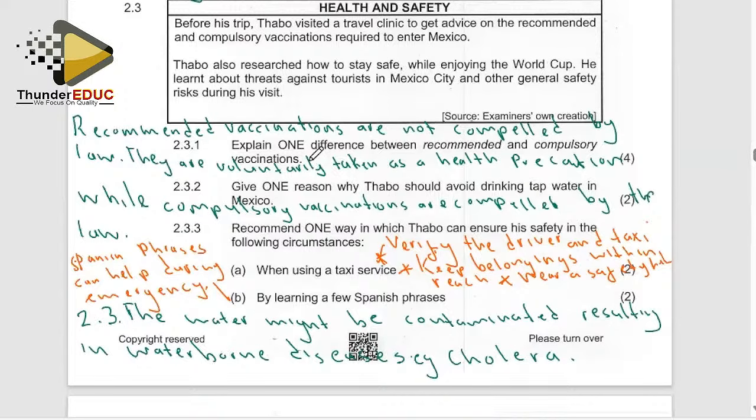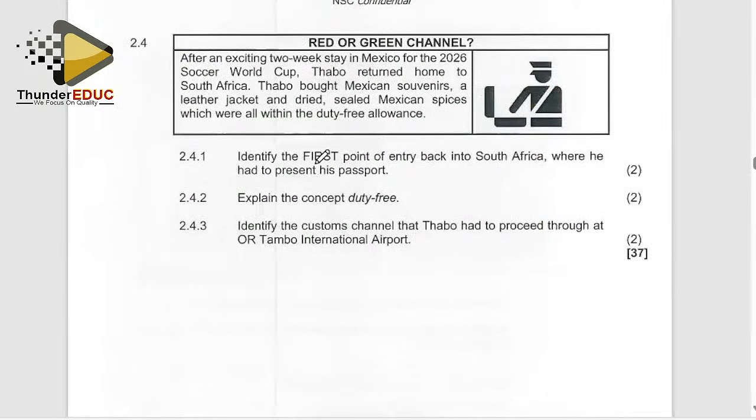All right, the next question would be red or green channel. After an exciting 2-week stay in Mexico for the 2026 World Cup, Tabo returned home to South Africa. He brought Mexican souvenirs, a leather jacket, and so let's underline this. Brought Mexican souvenirs. These are personal items. A leather jacket, also personal items. This is processed leather. Then dried and sealed Mexican spices, okay, to spice up the food, perhaps, which were all within the duty-free allowance. So our key term there is within the duty-free allowance.